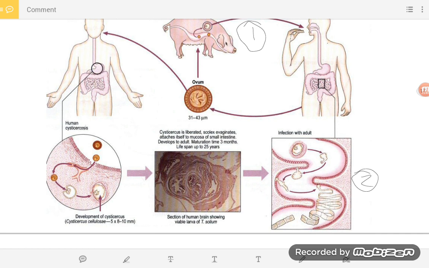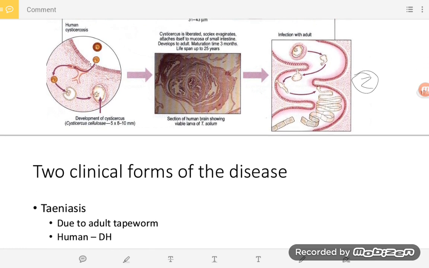And then if the infected person sheds the segments or eggs when passing the stool, this stool sample is taken, that means the infective stage, the segments or the eggs, taken by the pork, right? This is the life cycle.